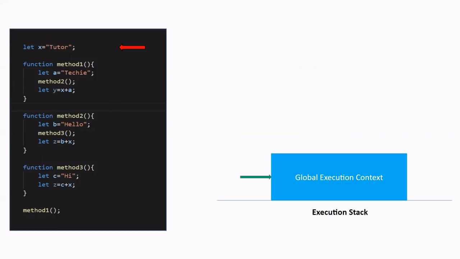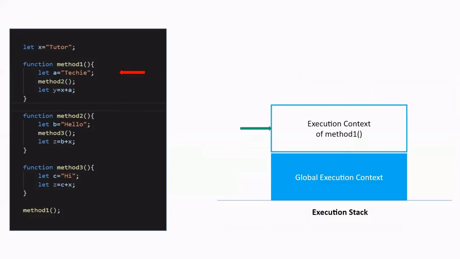Then the JavaScript engine will execute the next line. This is the function. Then it will execute the next one. Then it will execute the function method 3. It will just read the line. It will not execute the content of the method. Then it will go to method 1. Now over here, at the last line, we are calling method 1. So it will go to method 1. Then when we execute method 1, on top of the global execution context, it will create another execution context for method 1.